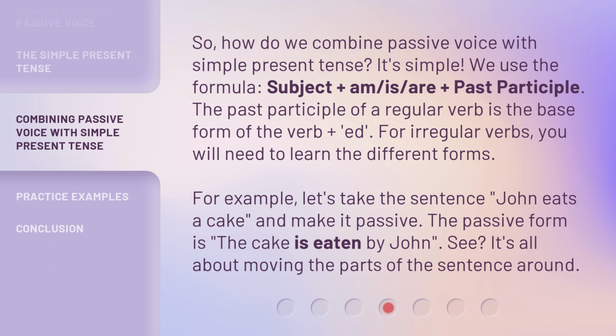For example, let's take the sentence, John eats a cake, and make it passive. The passive form is, the cake is eaten by John. See? It's all about moving the parts of the sentence around.